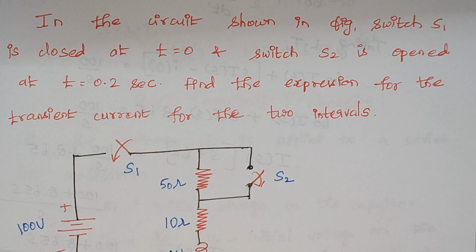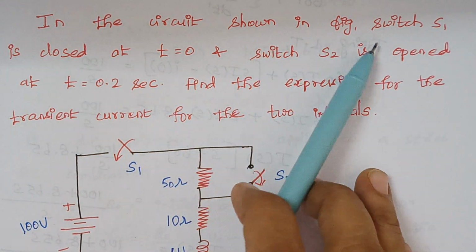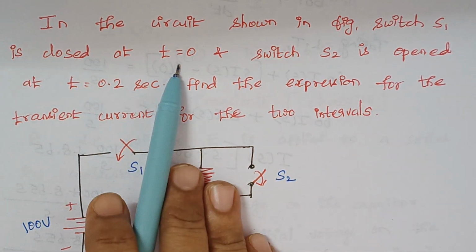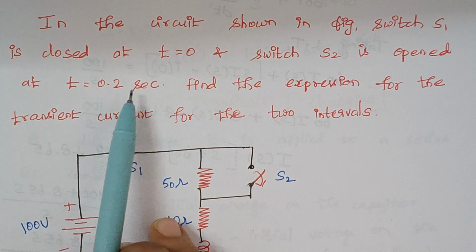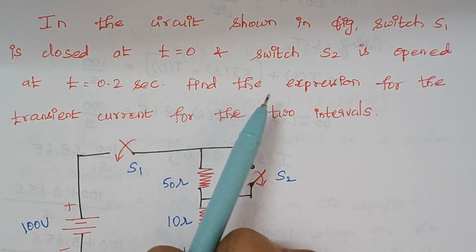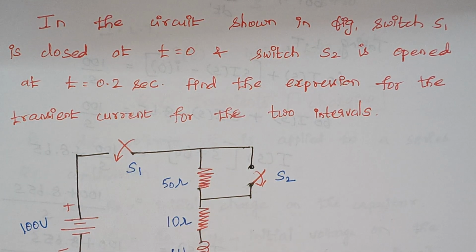Today we are going to solve problems related with transients. The problem is, in the circuit shown in figure, switch S1 is closed at t equal to 0 and switch S2 is opened at t equal to 0.2 seconds. Find the expression for the transient current for the two intervals.